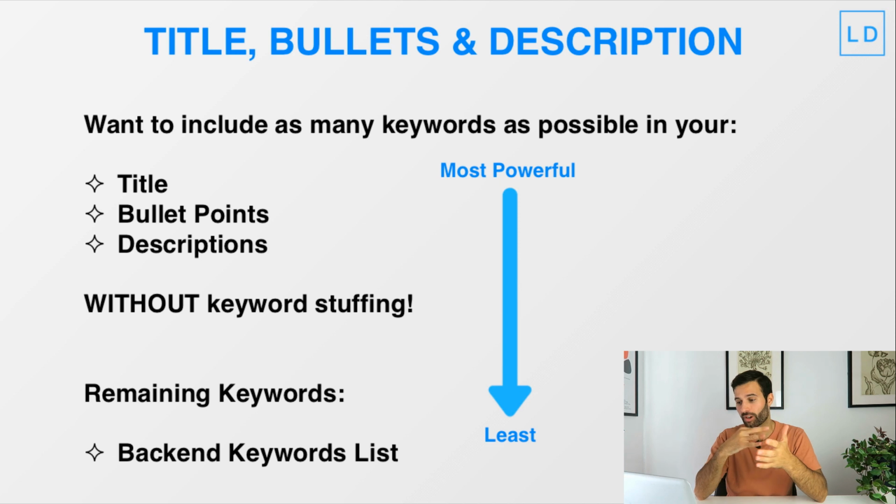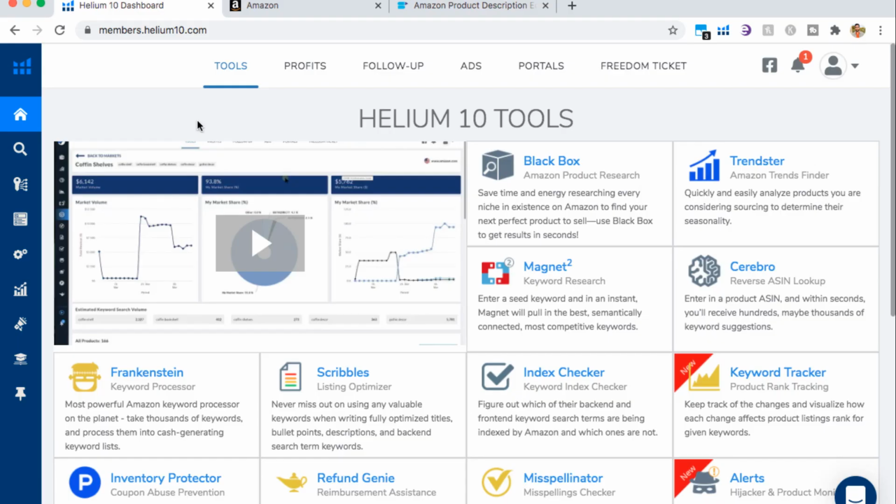Make sure those are in your title. Now, the reason for that is that basically not all things are built equal, and actually your title has a higher weighting in terms of keyword ranking. So you want to make sure that you have your highest relevancy and highest search volume keywords in your title. So a really cool way that you can do this is by using the Helium 10 Scribbles tool.